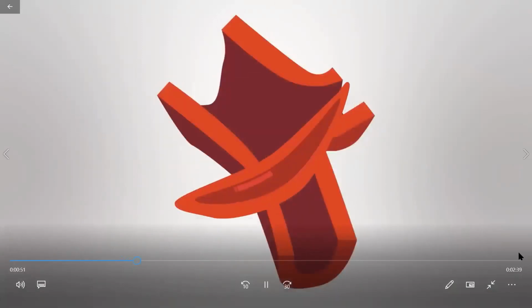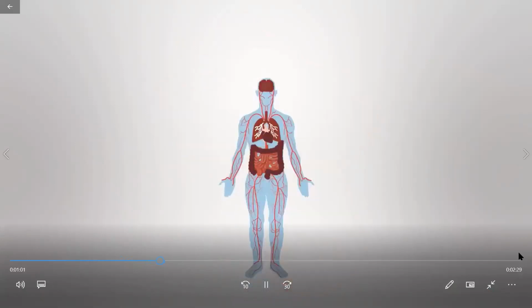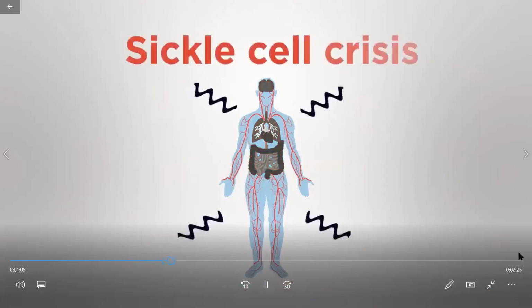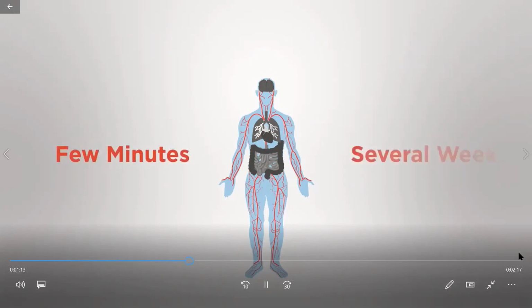These unusually shaped red blood cells can cause blockages in sections of the blood vessels. Red blood cells cannot pass through the blockages to reach the cells in tissues and organs, so the cells cannot get oxygen and glucose for respiration. When this happens, it causes pain called a sickle cell crisis. The symptoms of a crisis can be severe and last from a few minutes to several weeks.